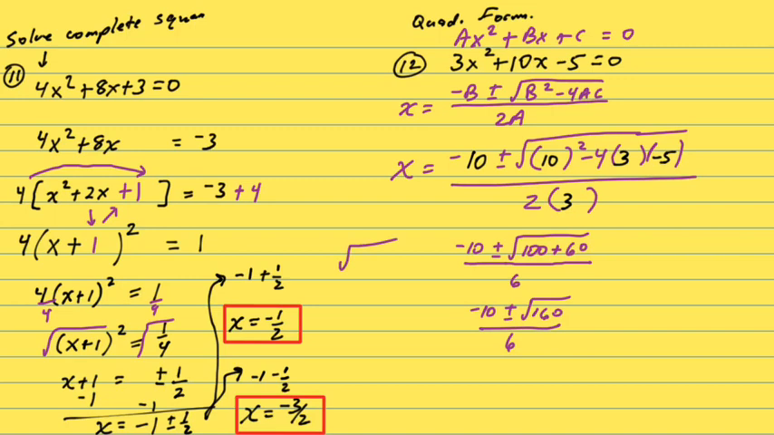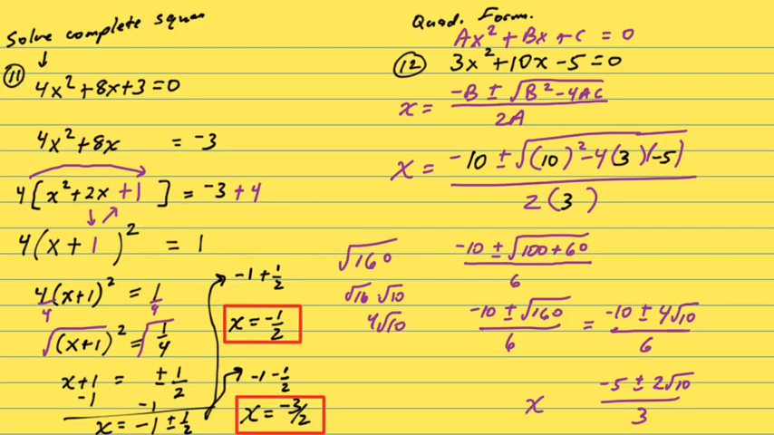Now 160 under a radical could be broken up into 4 radical 10, I believe. So -10 plus or minus 4 radical 10, and they're all divided by 6, I think. These are all divisible by 2, so I could do half of 10, half of 4, and half of 6. And that's how I would solve one using the quadratic formula.